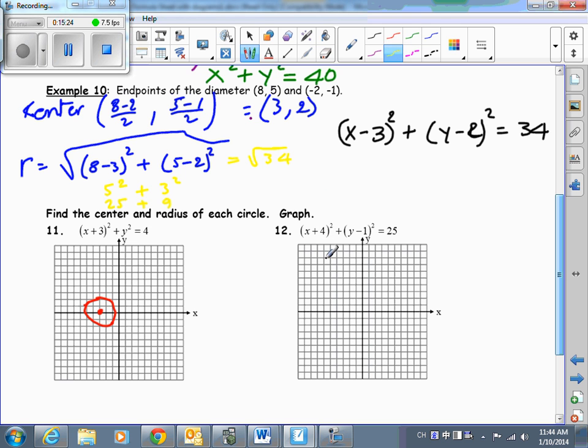All right, the next one, the center is at negative what? Negative 4 and positive 1. And the radius is 5.